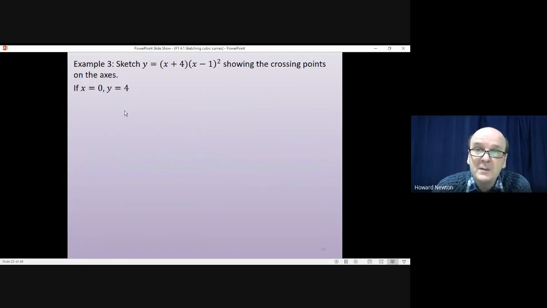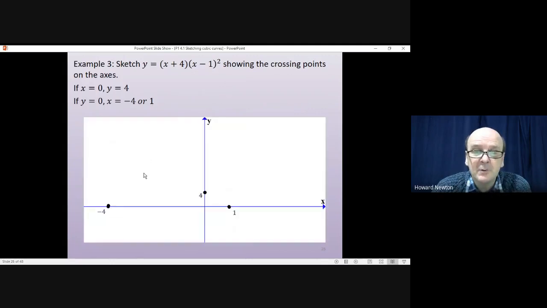What happens if y equals 0? Well, if y equals 0, there's 2 possible solutions. If this bracket is 0, we'll get minus 4 for x. And if this bracket is 0, we'll get 1 for x. Although strictly speaking, we get that 1 twice. That's it for the crossing points.